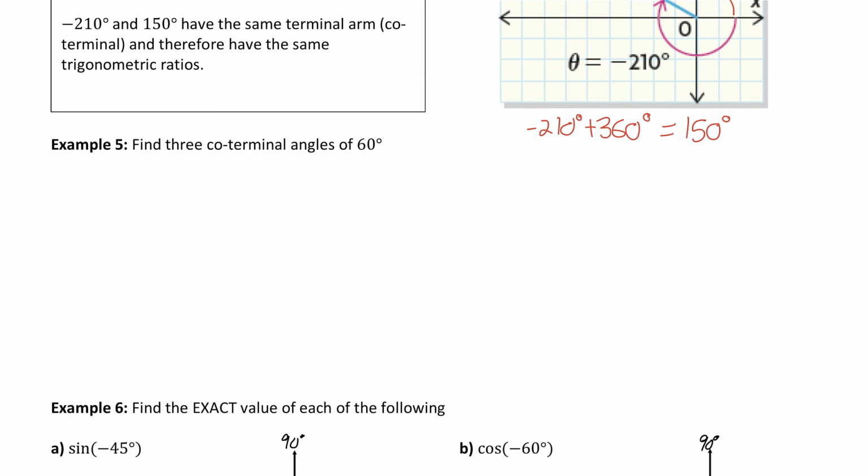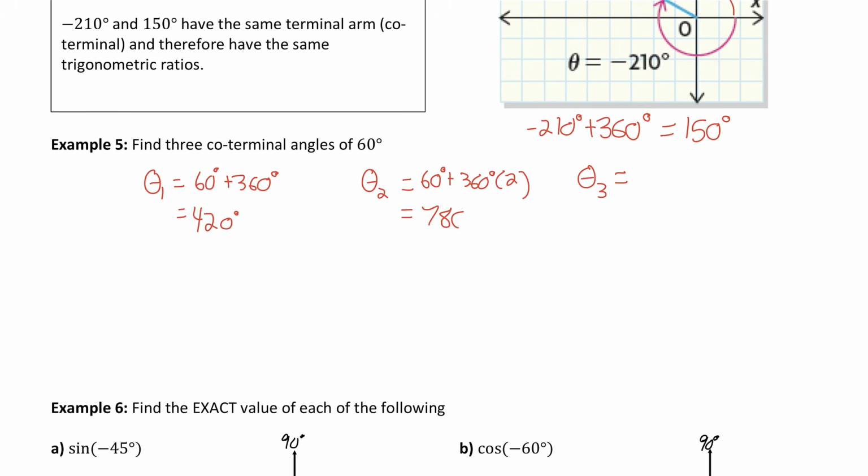Example 5 just asks you to find 3 coterminal angles with 60 degrees. I'll call them theta 1, theta 2, and theta 3. If they're going to be coterminal with 60 degrees, I can just add 360 degrees to each of them. So theta 1, I can just take my 60 and add 360. And that gives me 420 degrees. Theta 2, I can just add 360 to 420 degrees. Or another way to think about that is I can add 360 2 times to my initial angle. That would give me 780 degrees.